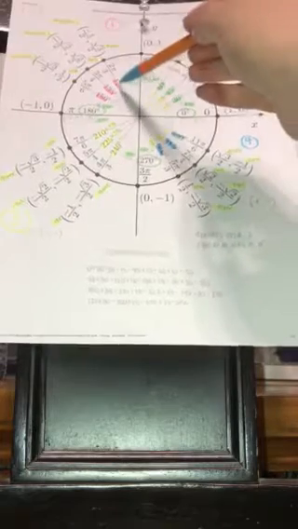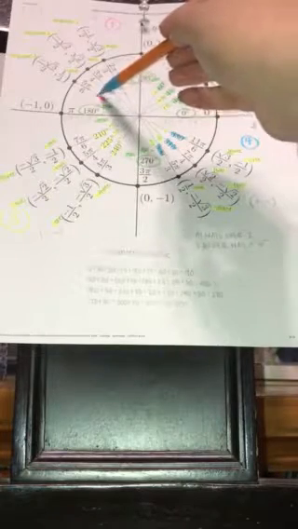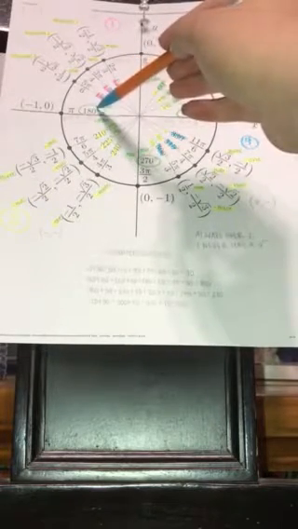And then you go on to the next quadrant, which is 90 plus 30 is 120. 120 plus 15 is 135. 135 plus 15 is 150. And 150 plus 30 is 180.